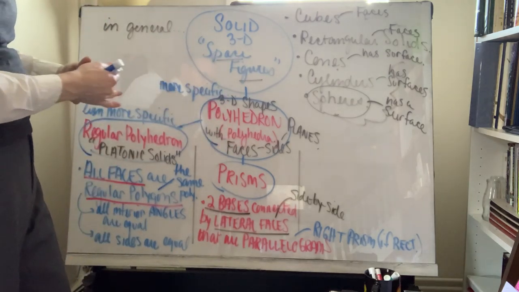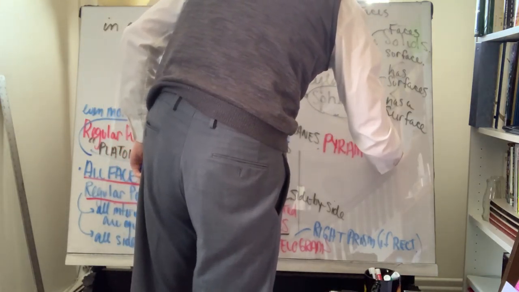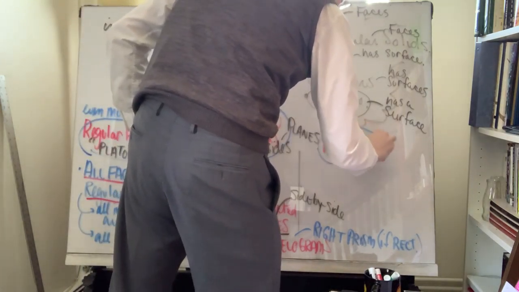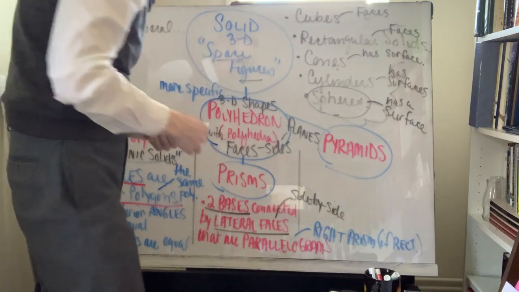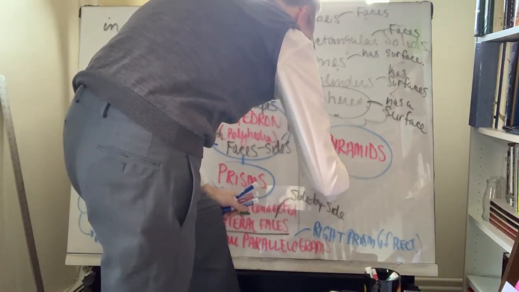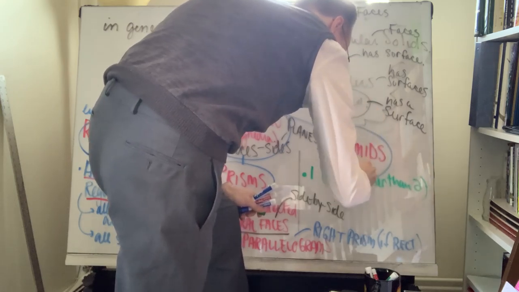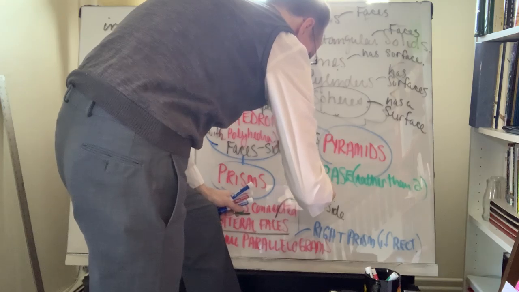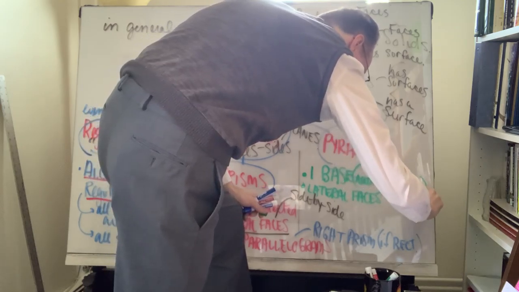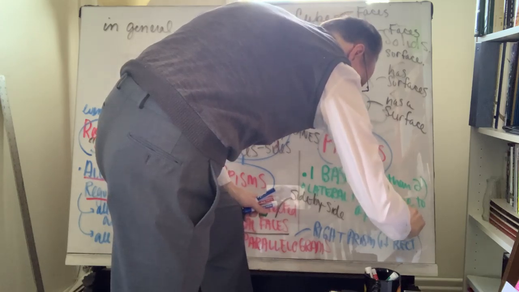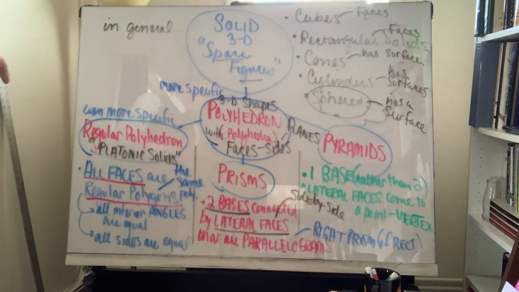Okay. Then there is yet a third category, at least according to our book here. We have pyramids. And pyramids are distinct from prisms because, why is that? They have one base rather than two. Okay. And all the lateral faces come to a point. Point, of course, being a vertex is how you would refer to that if you want to be perfectly technical. Okay. Right. And that's a good overview, I think.